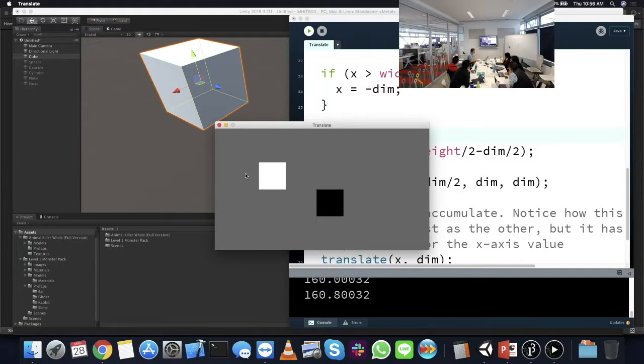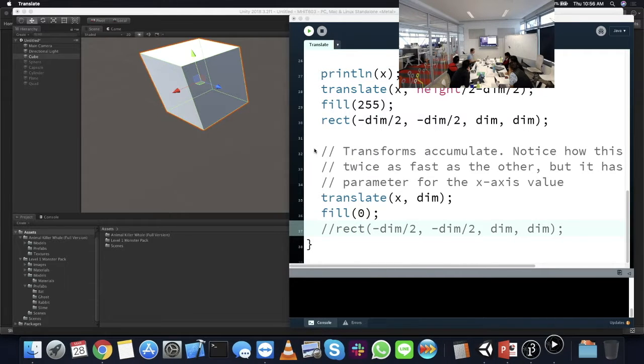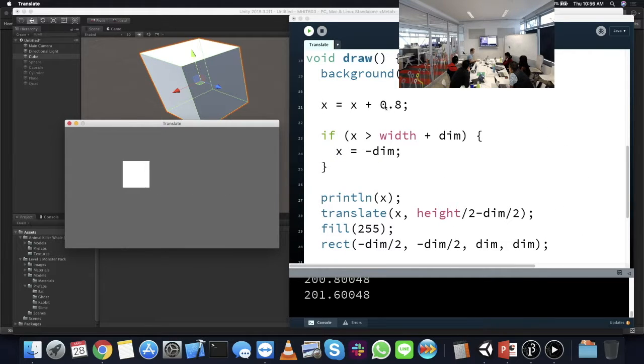So that is moving. Let's actually just comment out the black one for a second and just focus on the white box. That is moving the white box by 0.8 units every frame. So it's gradually going along.